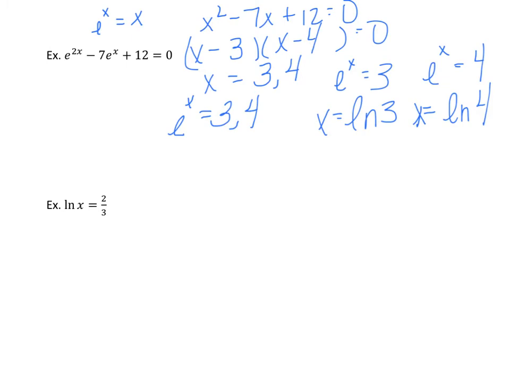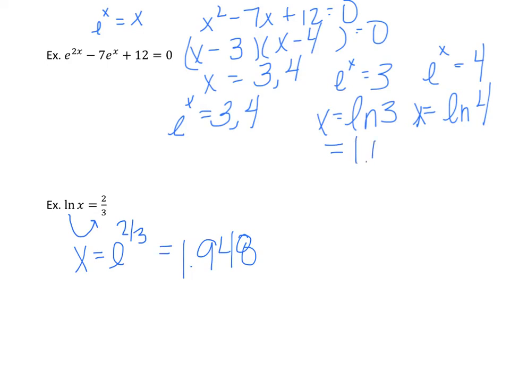And next example should be a simple one. Try it on your own. To get rid of a natural log, I'm going to e the other side. So x equals e to the 2/3, which equals, if I want to get it down to a decimal, 1.948. I could have also turned these into decimals, natural log 3, 1.099, natural log 4, 1.386.